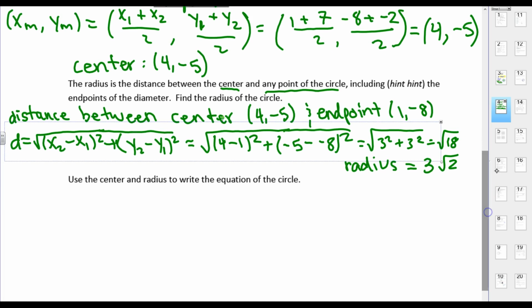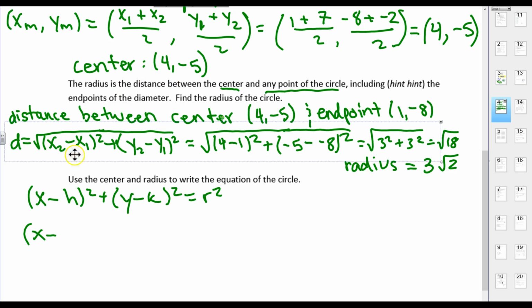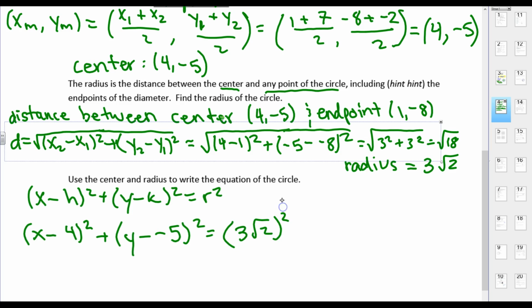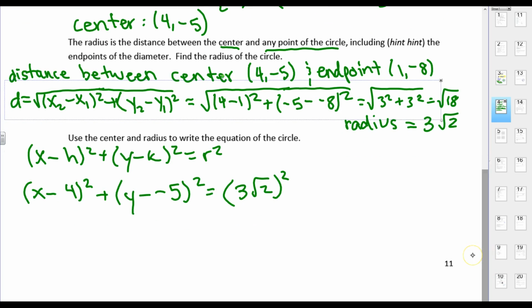And now I've got a center point, I've got a radius, I can plug in to find the equation of my circle. The basic equation of my circle is (x − h)² + (y − k)² = r². I plug straight in: (x − 4)² plus (y − (−5))² equals, and my r was 3 root 2, and I'll have to square that as well. And my last step is just to simplify.